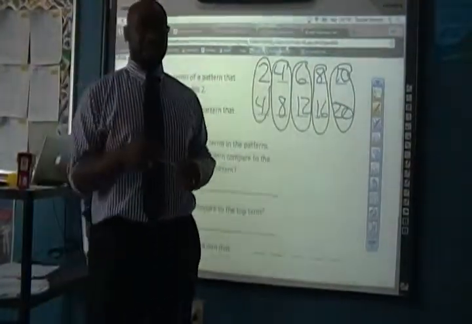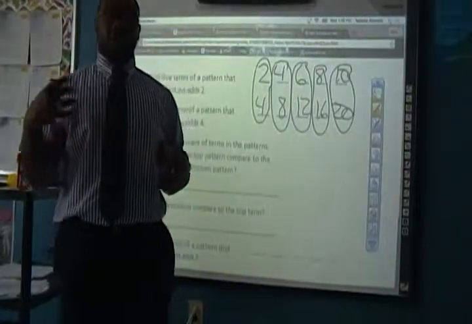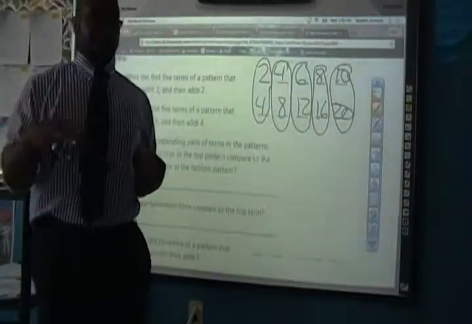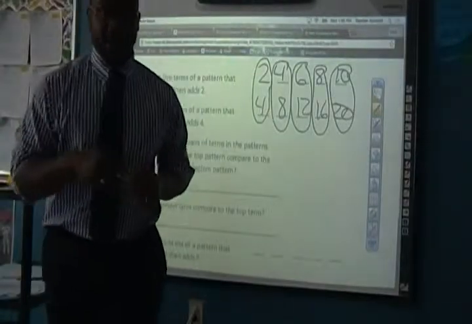The last part that you'll see tonight is your regular type of graph. The kids really understood that one, so all you're doing is just multiplying on the graph there.